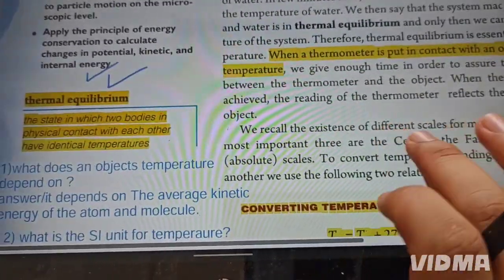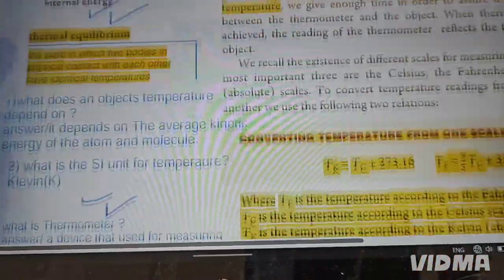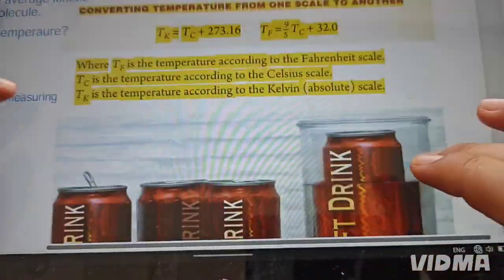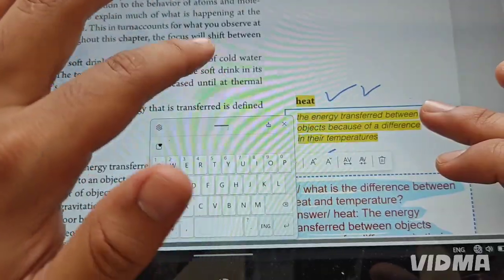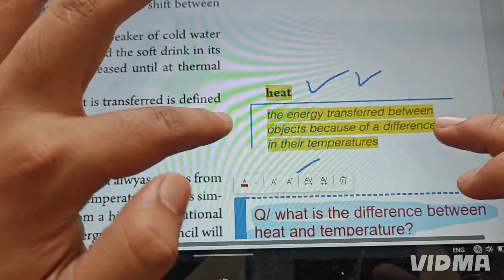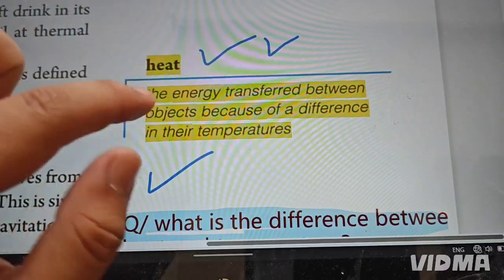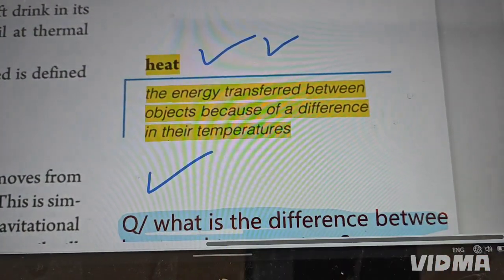So now we understand what the temperature is, but what's heat? We have to know the meaning of heat. What's the difference between heat and temperature? Look, first of all, heat is energy. Energy transferred between objects because of a difference in temperature.